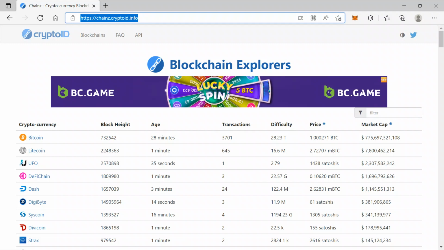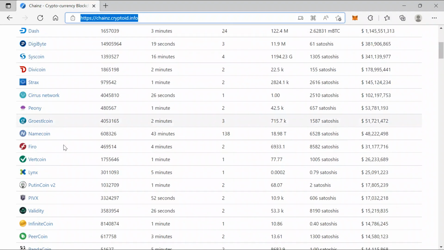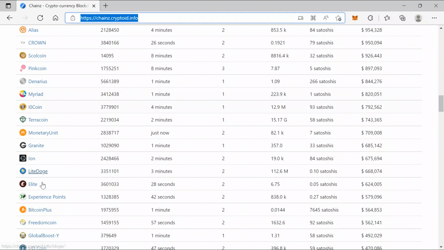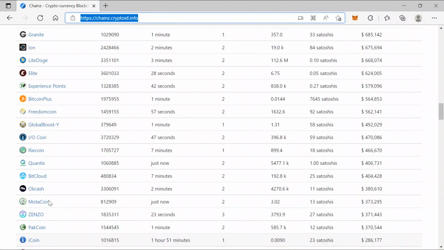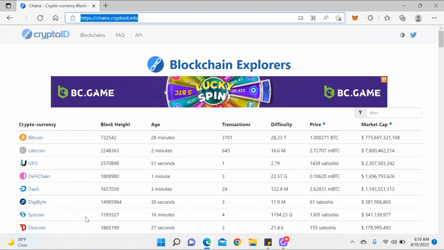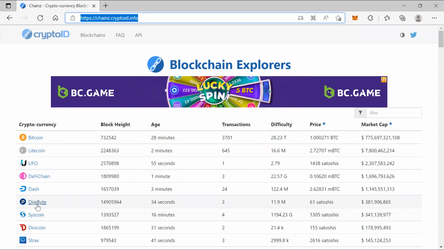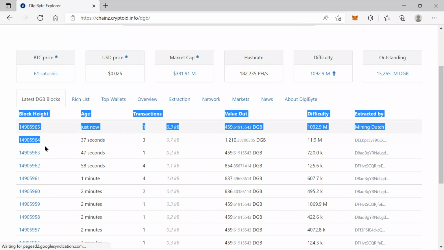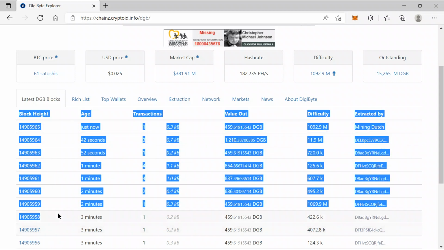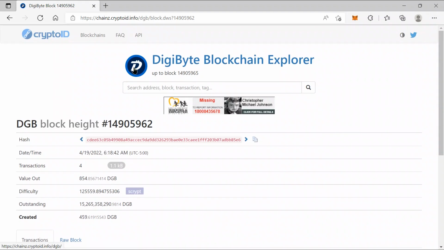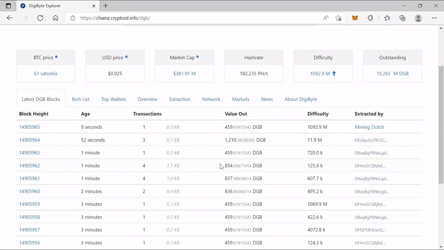chainz.cryptoid. You can see there's a lot of coins they support, and you can use really all of their tools on any of these different coins to take a look at on-chain activity. But we're all here for Digibyte, so let's take a look. This one will walk you through every single block as it happens in real time, every 15 seconds. You can take a look inside pretty much any block you want and see what transactions are contained within that block.